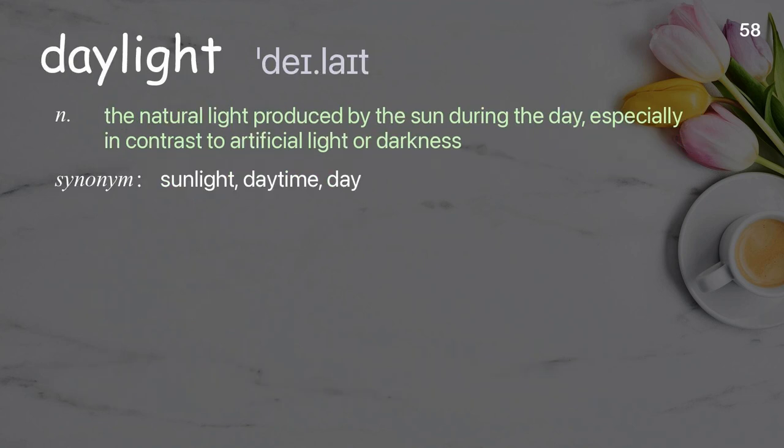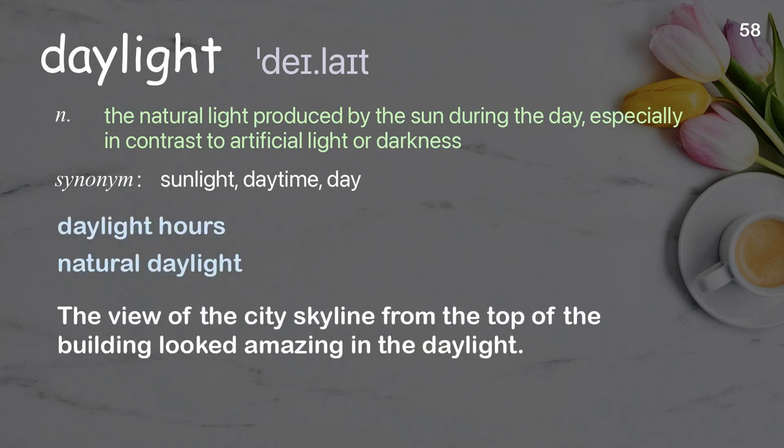Daylight. The natural light produced by the sun during the day, especially in contrast to artificial light or darkness. Examples: daylight hours, natural daylight. The view of the city skyline from the top of the building looked amazing in the daylight.